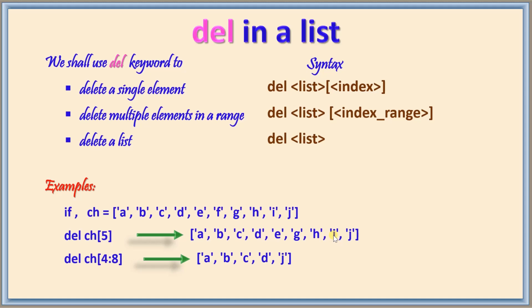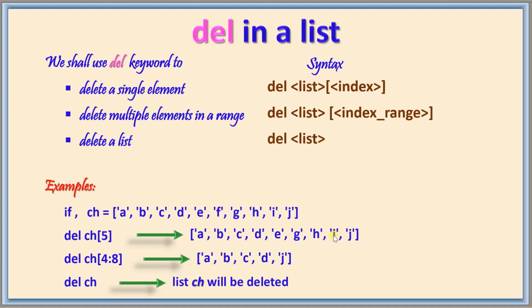So next one, if we want to delete the list itself, we can give del space ch. If we try to check what is ch, it will say it is not defined. So that is, ch is no longer available.